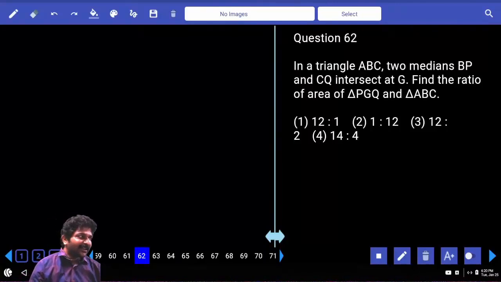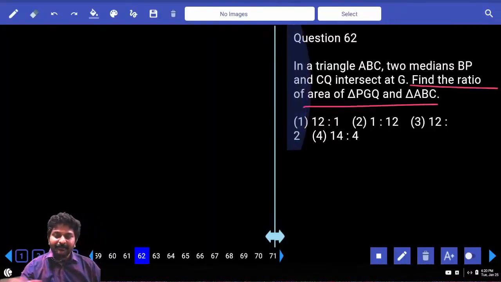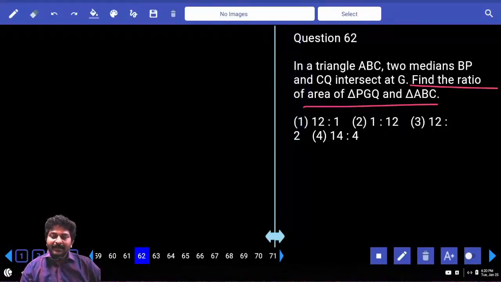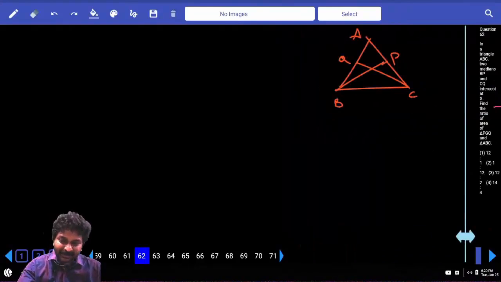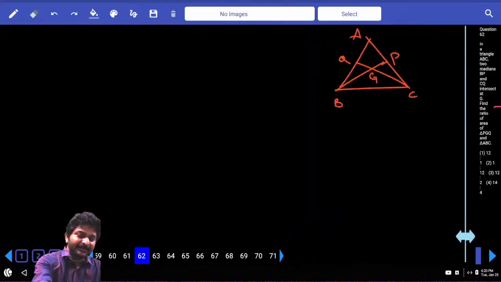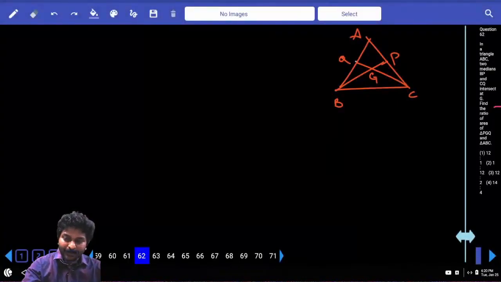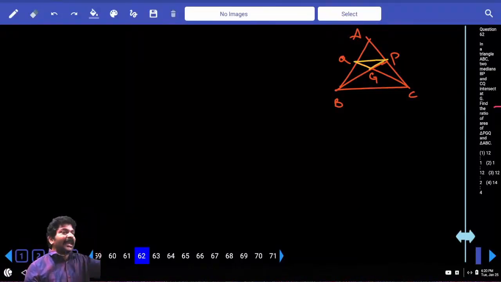G, what is it? Centroid. Find the ratio of triangle PGQ and ABC. So this is G. Now we were asked to calculate the ratio between PGQ and ABC.